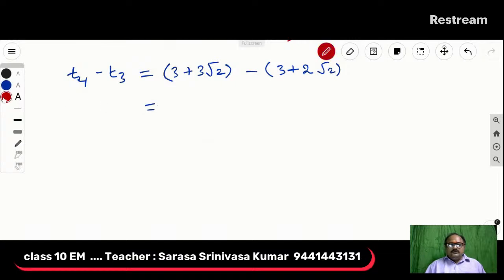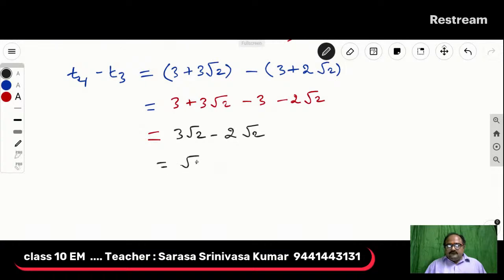This is equal to 3 plus 3 square root of 2 minus 3 minus 2 square root of 2. So this is equal to 3 square root of 2 minus 2 square root of 2. So square root of 2 is taken as common factor. So 3 minus 2. This is equal to square root of 2 multiplied by 1, equal to square root of 2.